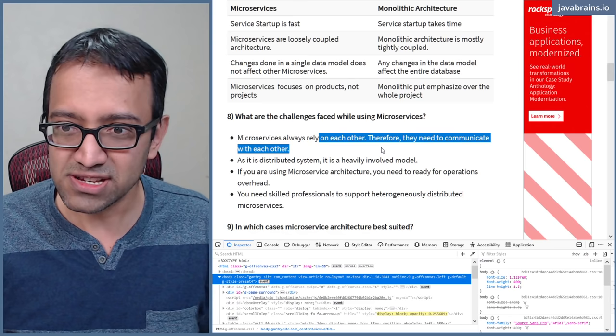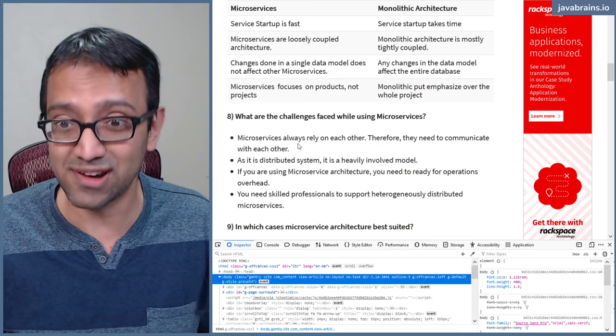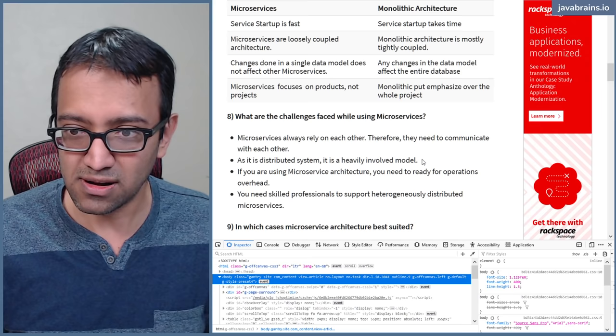Microservices always rely on each other, therefore they need to communicate with each other. No. Why is it a disadvantage? Well, as long as you have the contract, you're fine. It's only when you change the contract that it's a problem. As it's a distributed system, it's a heavily involved model. I wouldn't put it this way, but I think what they're talking about is what I just mentioned.